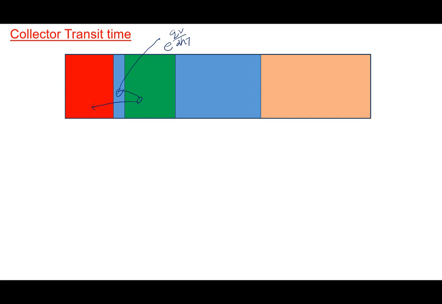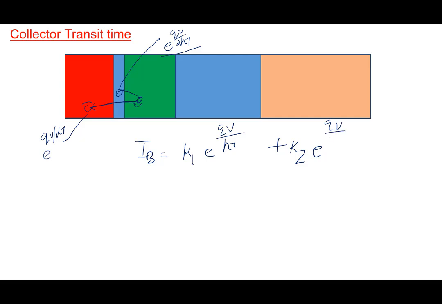So note that base current is coming about because of these 2 factors. Recombination within the depletion region, which is e to the power qV by 2kT, and injection into the neutral region, which goes as e to the power qV by kT. So there are 2 components to the base current. If I write IB, it is K1 e to the power qV by kT plus K2 e to the power qV by 2kT. These are the 2 components. Collector current is all the time like this: IC is some IS e to the power qV by kT.